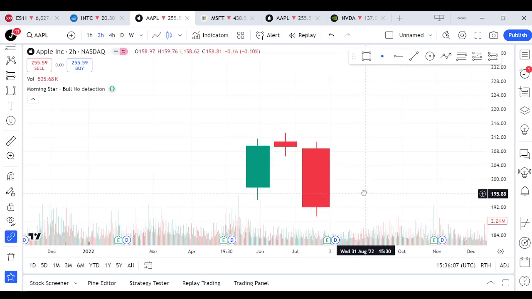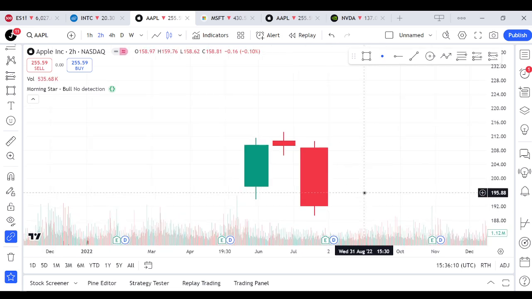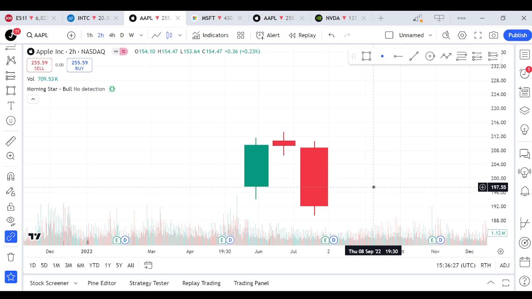The evening star candlestick pattern represents a powerful bearish reversal signal that typically forms at the peak of an uptrend. This three-candle formation often marks the transition from bullish to bearish market sentiment, making it a crucial pattern for identifying potential market tops. It's basically the opposite of the morning star candlestick pattern.